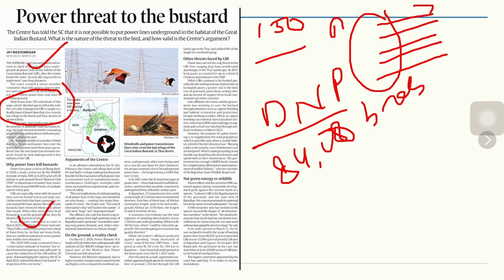So, in an affidavit submitted to the Supreme Court in February 2024, the center said that taking lines of 66 kilovolts and higher voltages underground was not feasible for the evacuation of bulk power due to constraints such as transmission losses, maintenance challenges, multiple cable joints, increased time requirements, and concerns of safety. So this is a particular thing that the government of India is now taking a stand on.